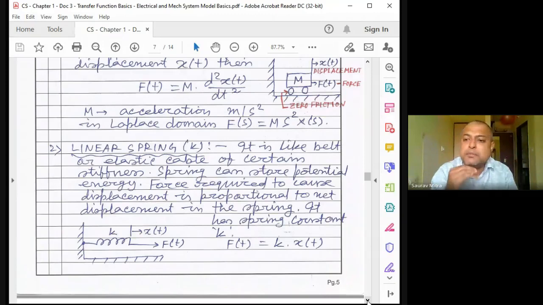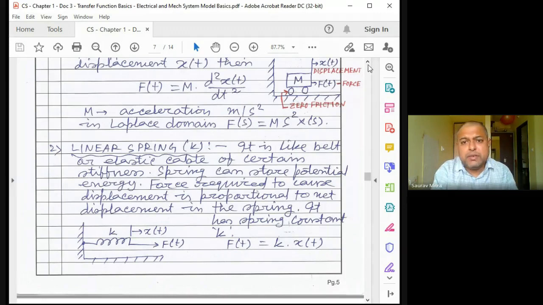So whenever there is a spring, there is some shock, and the spring actually absorbs energy. What we will find is that the spring is equivalent to the capacitor of the electrical circuit. In an electrical circuit we have capacitor C, and the spring constant K is equal to 1 by C. The spring is equivalent to a capacitor, but not directly C, but 1 by C. We will see that. A spring is like a belt or electric cable of certain stiffness, so the spring constant is given by stiffness. A spring can store potential energy.